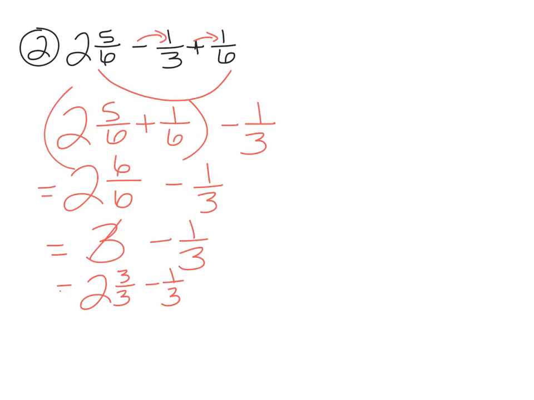Well, 3 minus 1 is 2. Denominator stays the same. And I didn't have to use anything with my whole number, so I bring it down. So 2 2/3. 2 5/6 minus 1/3 plus 1/6 is actually equal to 2 2/3. Make sure you showed all your work.